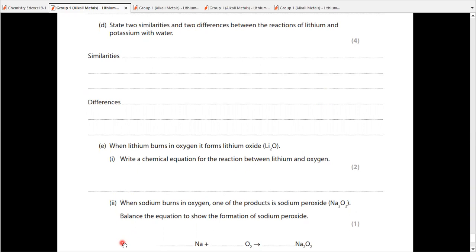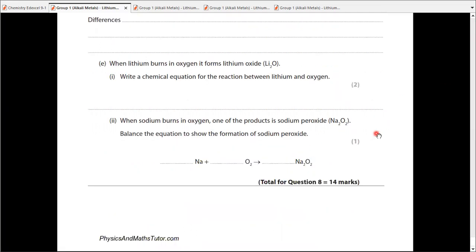Okay, similarities. They both move around the water and then they float. The second similarity, last point: bubbles are formed. Right. Okay, part E, part 1.